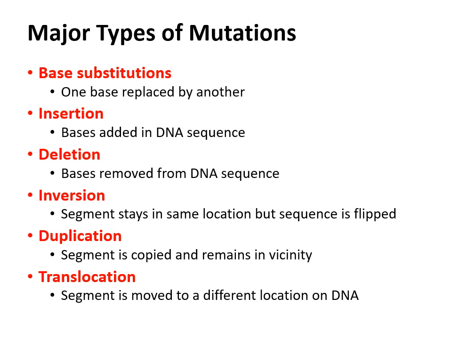A deletion is exactly what it sounds like. One or more bases have now been removed from the DNA sequence. So for instance, if it was supposed to be CAC and now it's CC. Okay? Inversion means that the segment of DNA has stayed in the same location but has flipped. So for instance, if it was supposed to be a sequence of CAT, now it's TAC.